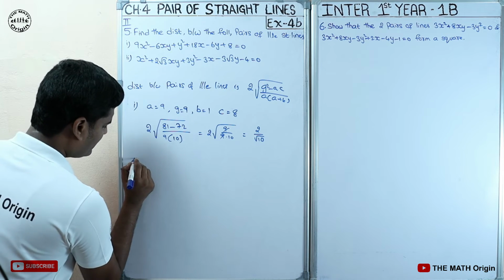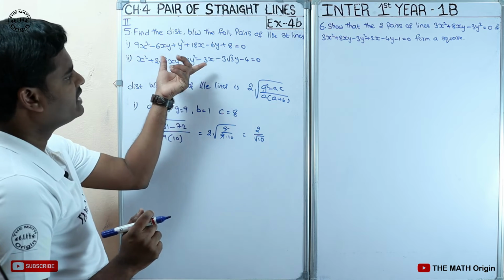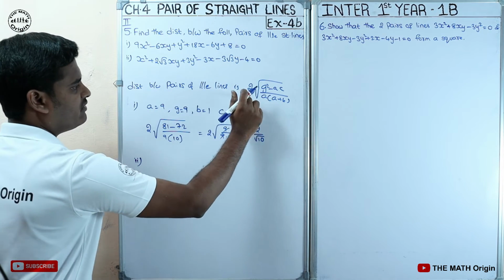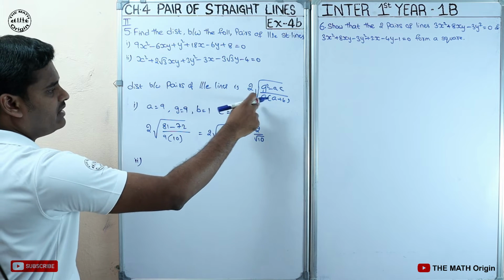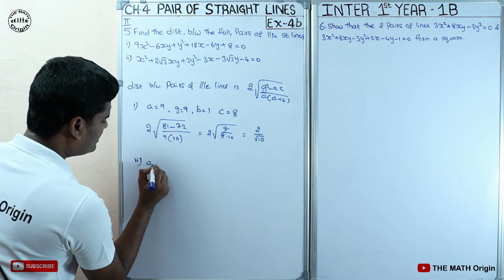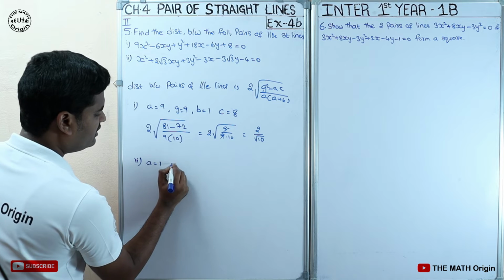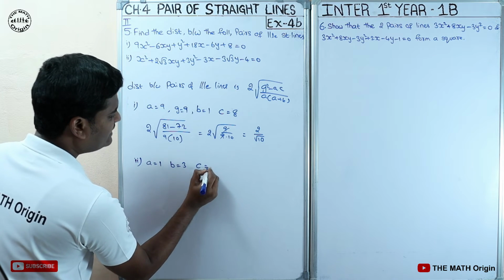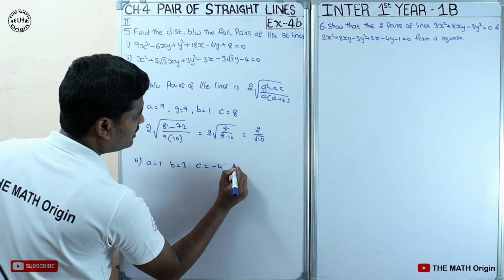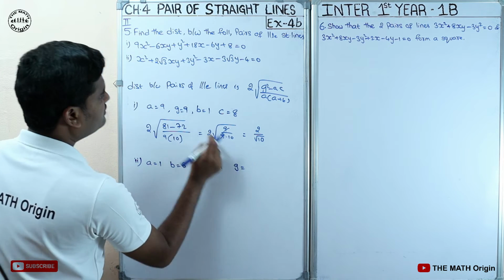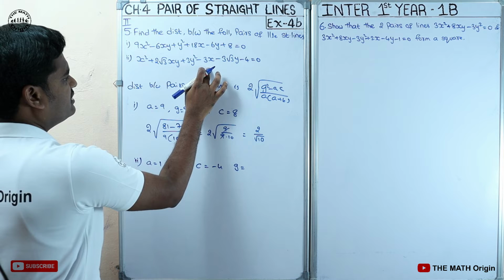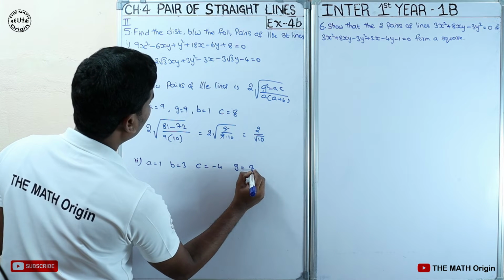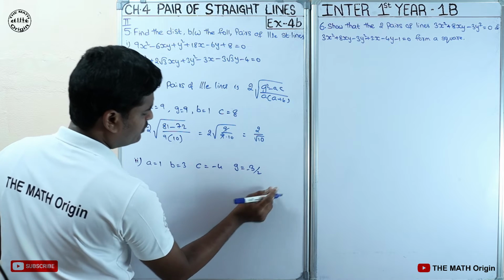Now the second one. For the second also, given the pair of straight lines, we need to find the distance between the parallel lines. So the formula is 2 root of (g square minus ac) by (a into (a plus b)), and let's take out the values. A is equal to 1, b is equal to 3, c is equal to minus 4, and we want g. 2gx, 2g is equal to minus 3, g is equal to minus 3 by 2.